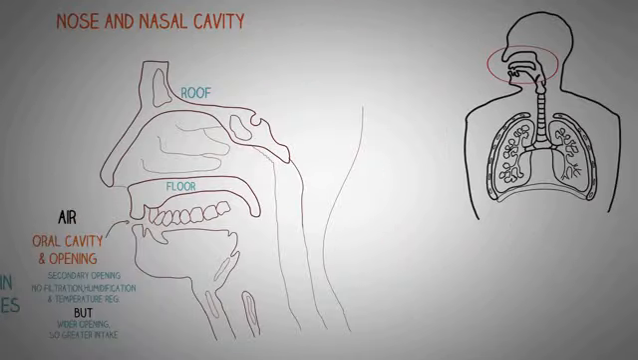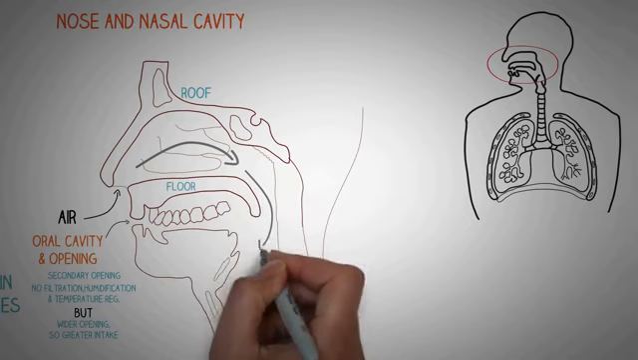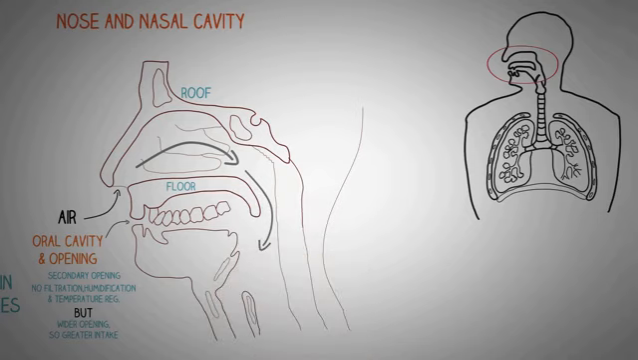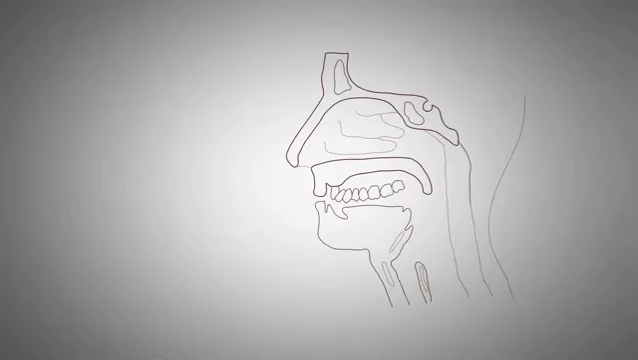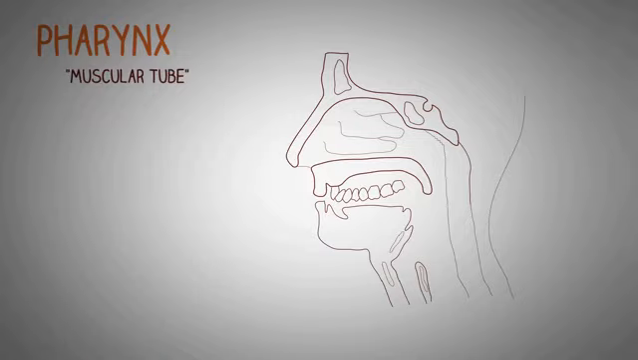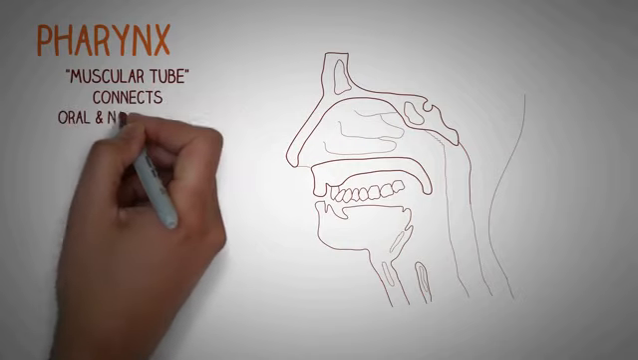So up till now we have studied that the air that we inhale passes through our nasal cavity or the oral cavity into the pharynx. So coming to the next important structure in the human respiratory tract, which is the pharynx. Pharynx is basically a muscular tube which lies behind the nose, the mouth, as well as the larynx, and it connects the oral and the nasal cavity to the larynx as well as the esophagus.